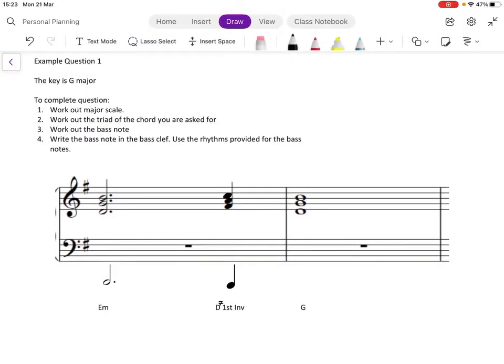Hi everyone, this is a quick explainer video just explaining how we do the question where we're asked to write the notes of a bass line when we're given the chords and the inversions. So an example of it might be this one here.